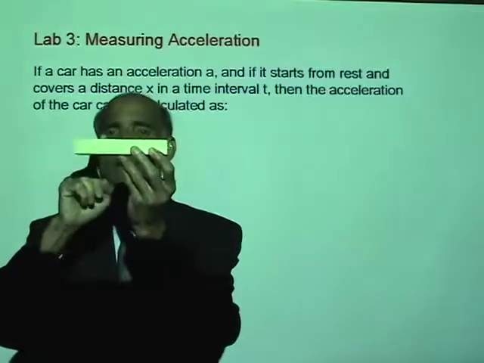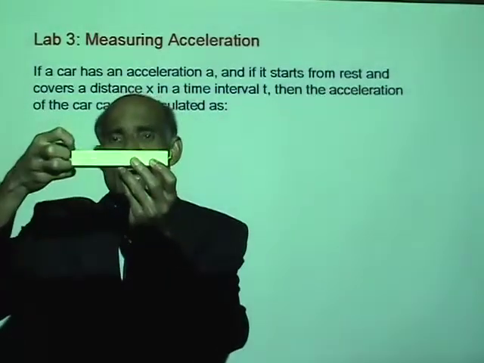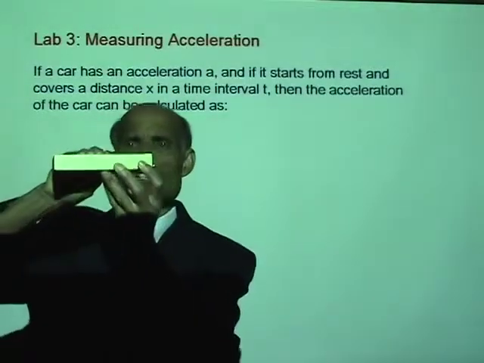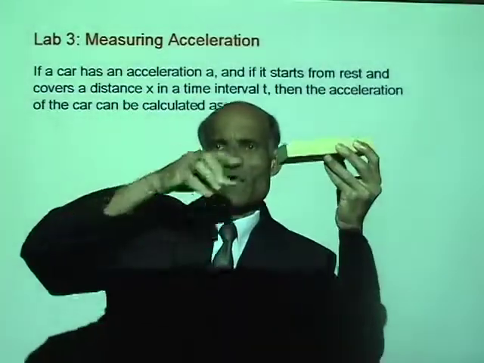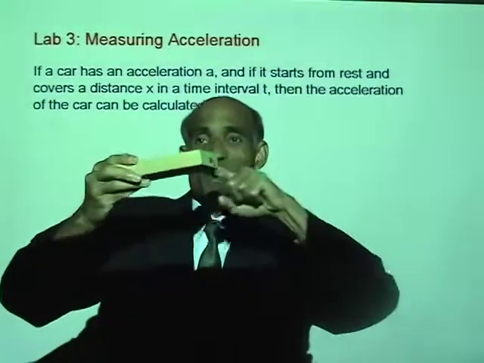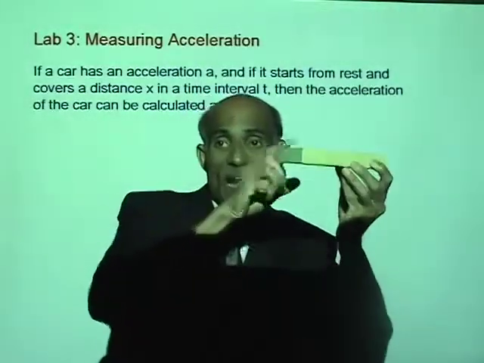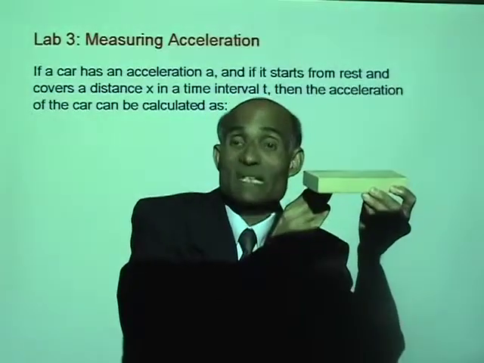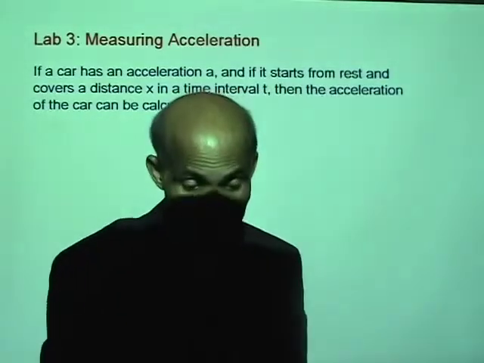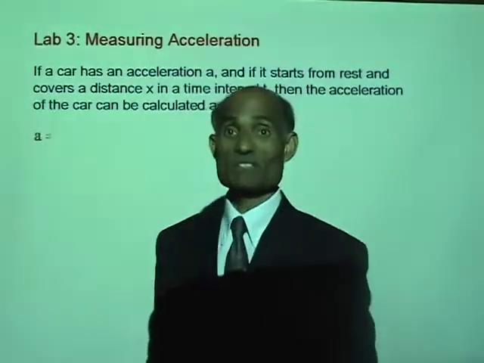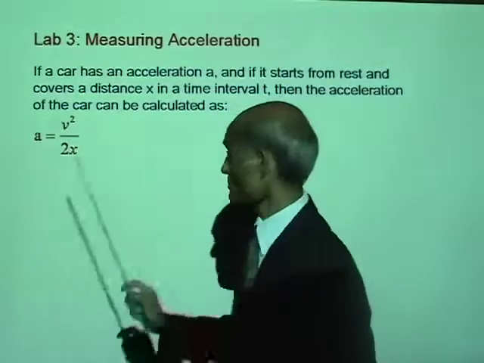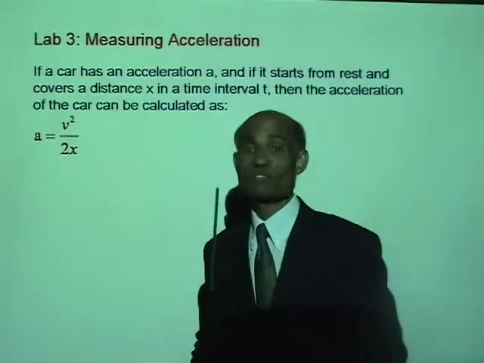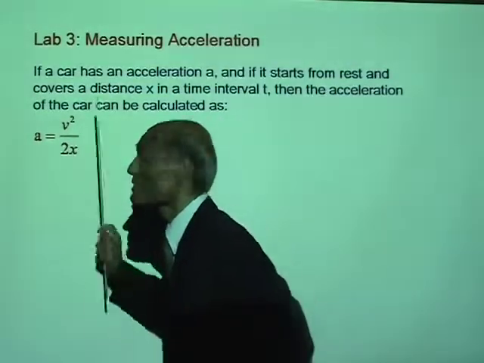Suppose a car starts from rest and you give it an acceleration. Its speed and velocity are going to increase. So it travels a distance, say x. If I can measure that distance and if I can measure the velocity at the end of that x meters, I can then use that to calculate the acceleration. Look at this: acceleration equals v squared divided by 2x. Now this is what we are going to do.